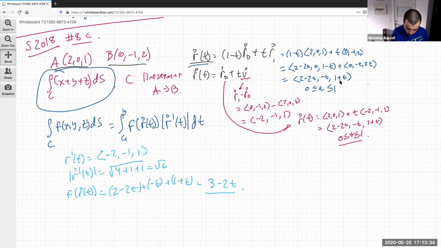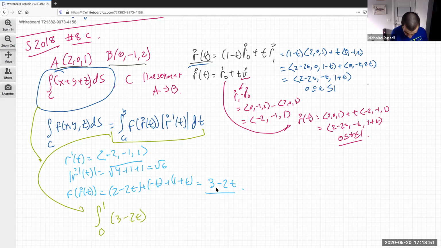And so lastly, to finish this off, I now calculate this integral between 0 and 1. This integral now would become 3 minus 2t times the square root of 6, dt. So we just evaluate from there. The square root of 6, we can then do 3t minus t squared from 0 to 1, and get this probably to be square root of 2 times square root of 6. I think that would probably be the answer here.